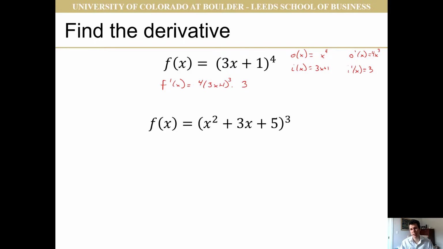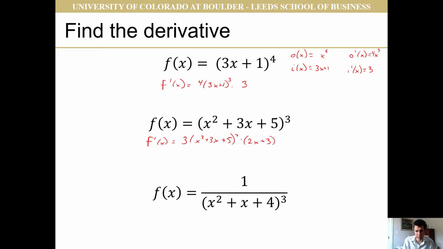(x squared plus 3x plus 5) cubed. All right, the outer function is x cubed, the inner function is x squared plus 3x plus 5. I'm going to do it without writing out the details. So 3 (x squared plus 3x plus 5) squared, that's the power rule, times 2x plus 3, the derivative of the inner function.